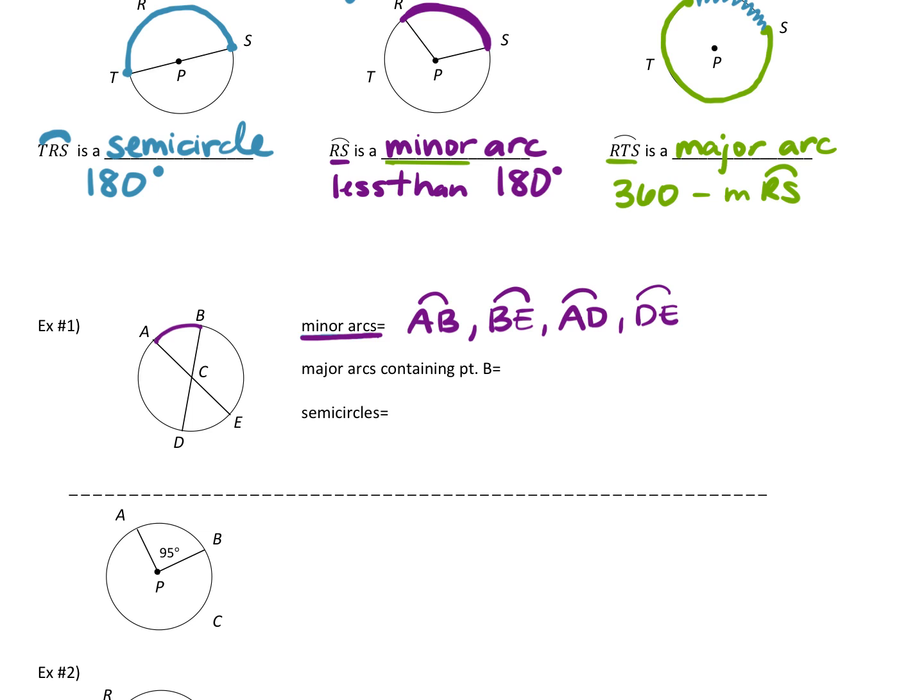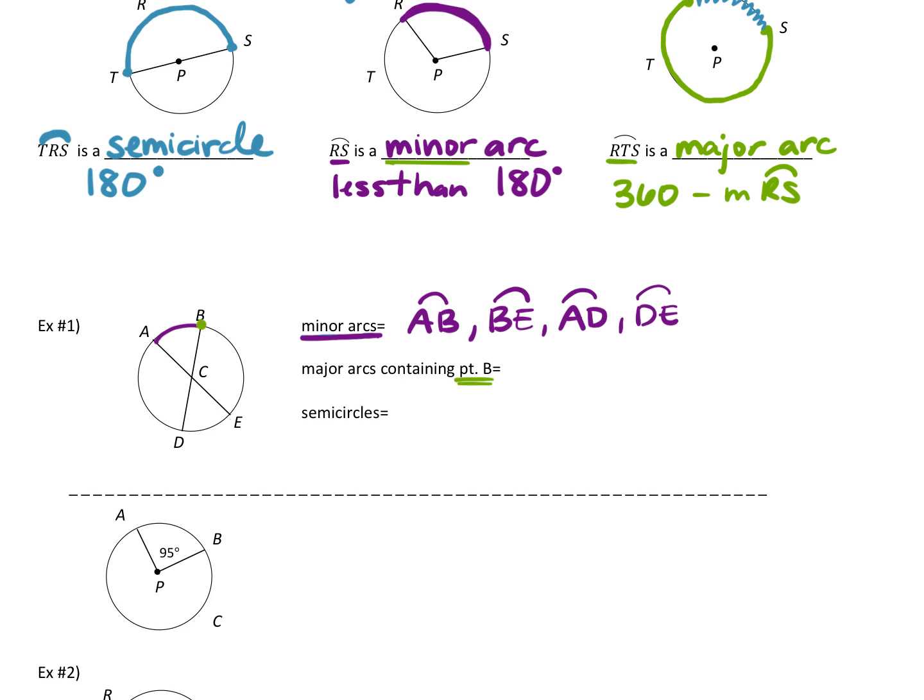Okay, so that's the minor arcs. The major arcs, now this one, I'm going to narrow it down because there's a lot of major arcs. We just want major arcs that have point B in them. What if it was like AB, but it went all the way around? You have to put a third letter in. So you'd have to say like ADB, right? Okay, so major arcs that contain B.